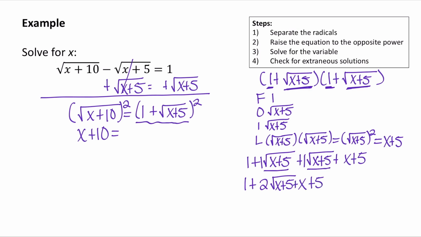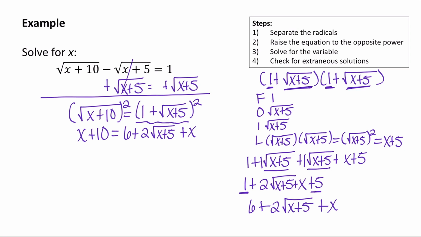And so now I'm going to look for any more like terms. The like terms I have are this 1 out here in front and this 5 I have at the end. So if I combine them, I have 6 plus 2 square root of x plus 5 plus x. So I'm going to plug this back into that problem I was working on. So 6 plus 2 square root of x plus 5 plus x. So now we need to work on rearranging things.